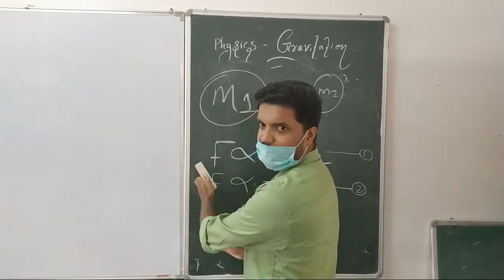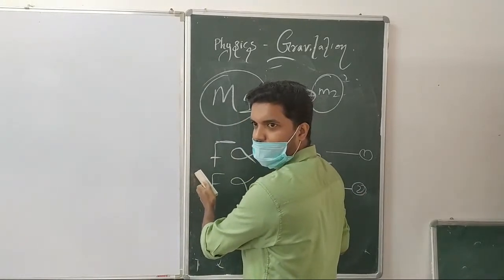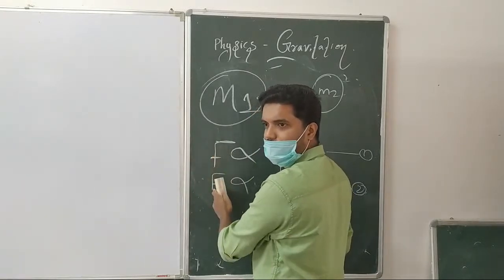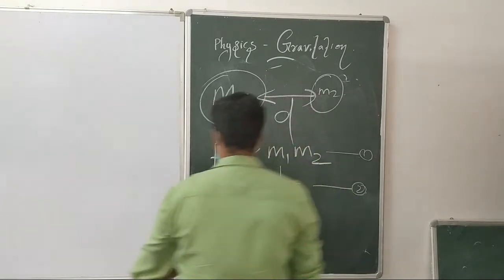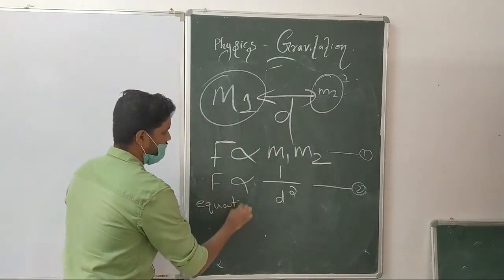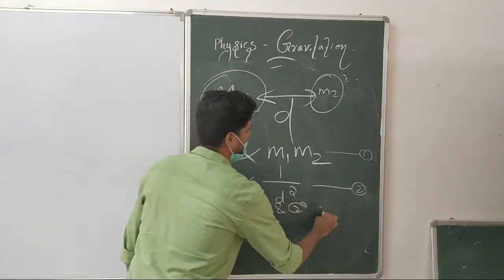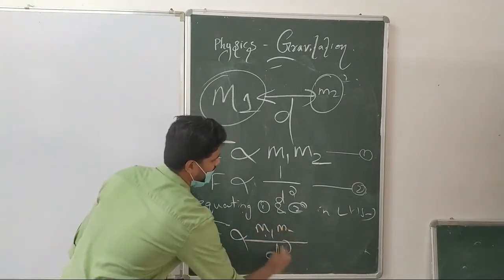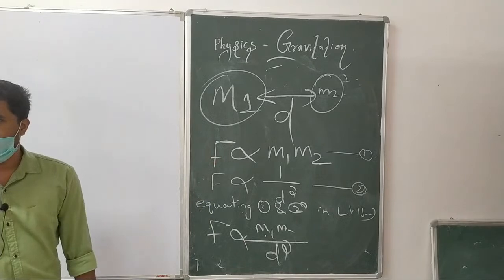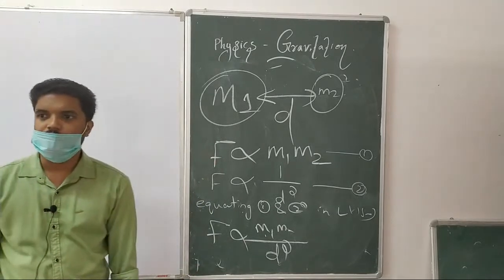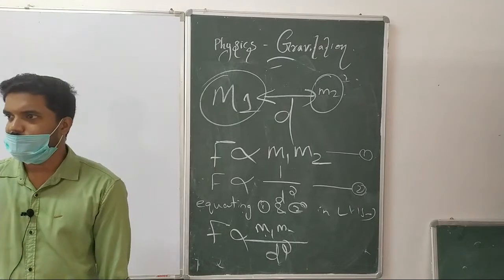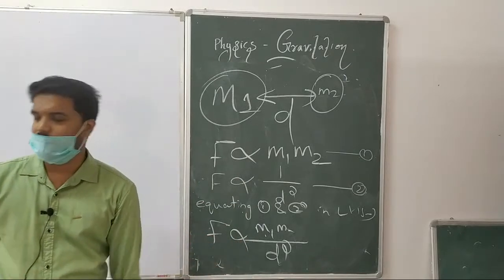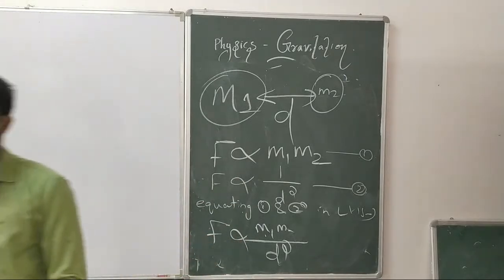This is my left hand side, this is my right hand side. On the LHS, both quantities are the same, right? Gravitational force. So I can equate. Equating 1 and 2, what can I get? F proportional to M1 M2 divided by d square. This is Newton's law of gravitation. Now you can directly state the law.